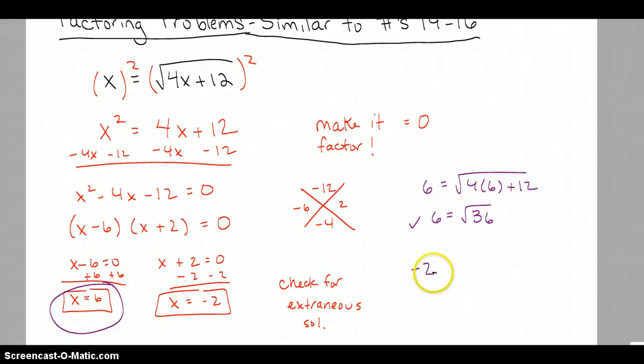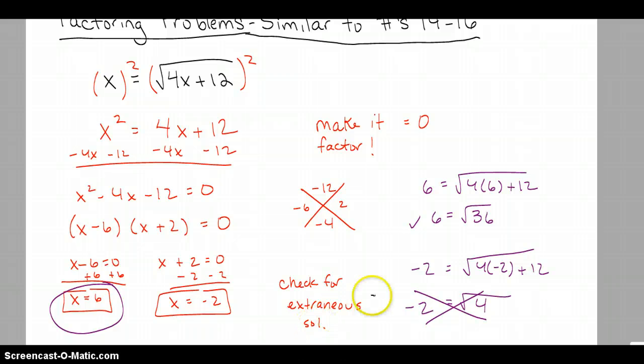Negative 2, if you plug that in, you have negative 2 equals the square root of 4 times negative 2 plus 12. From this point, what's going to happen is you get negative 8 plus 12. Negative 8 plus 12 is 4. The square root of 4 equals 2, not negative 2. So this answer, negative 2, does not work.